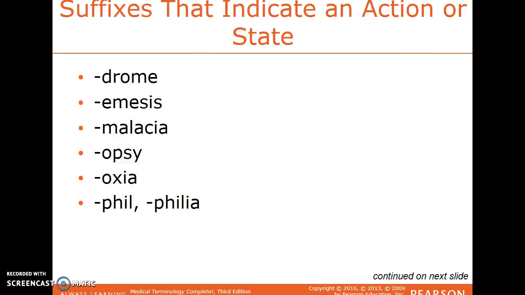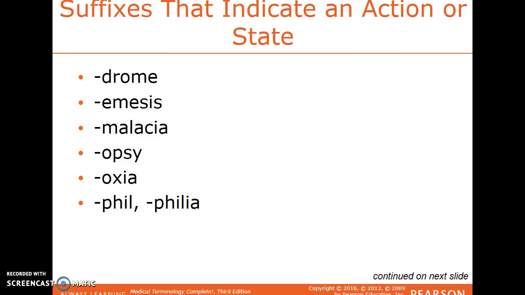So suffixes that indicate an action or a state. Drome, as in the word syndrome, right? Emesis. Emesis means vomiting. I once had a supervisor tell me that emesis meant blood, but that's not true. It doesn't. Malacia means softening. Opsy, like in the term biopsy, means a view of. Oxia means the condition of oxygen, sorry.